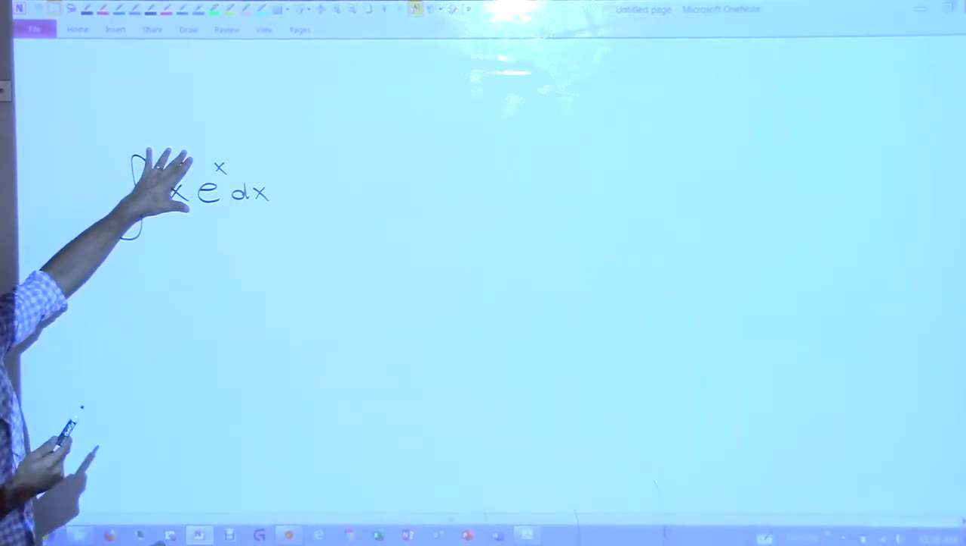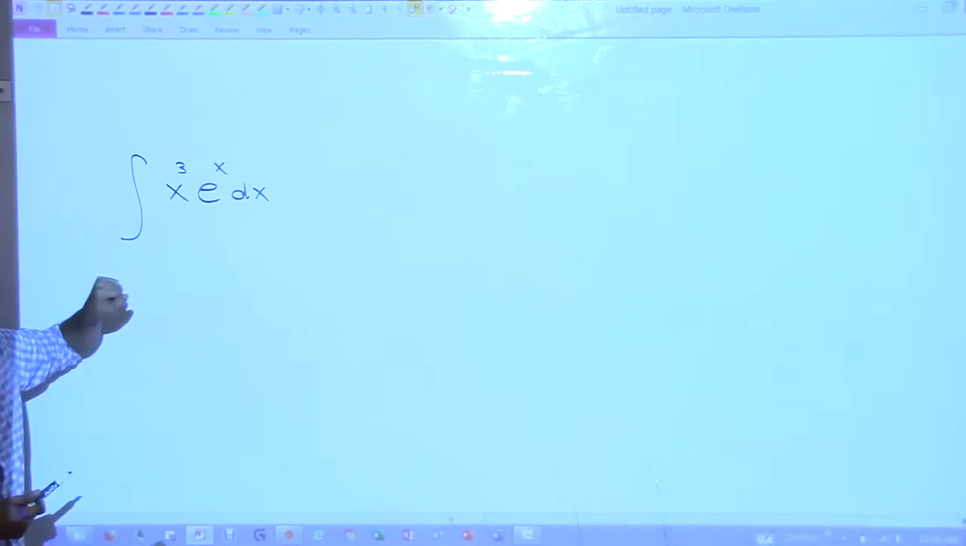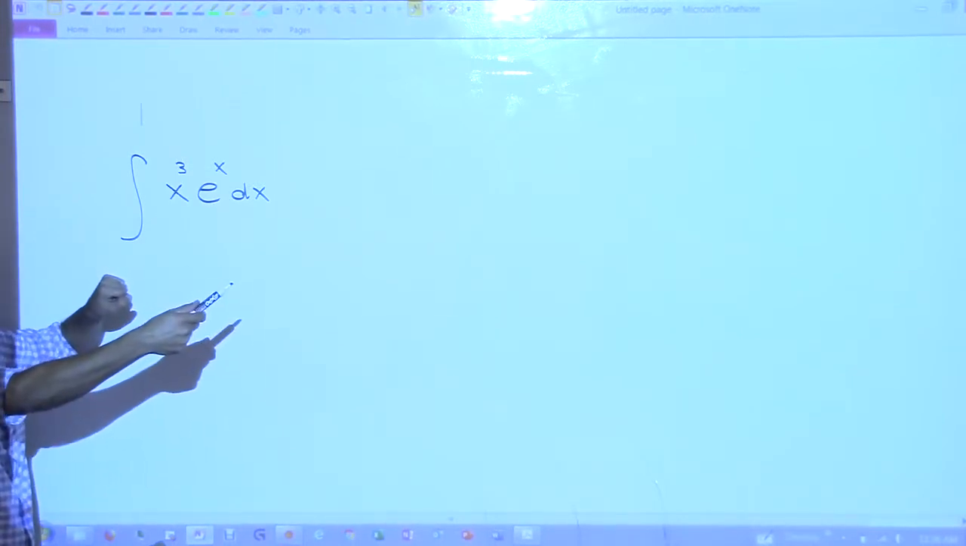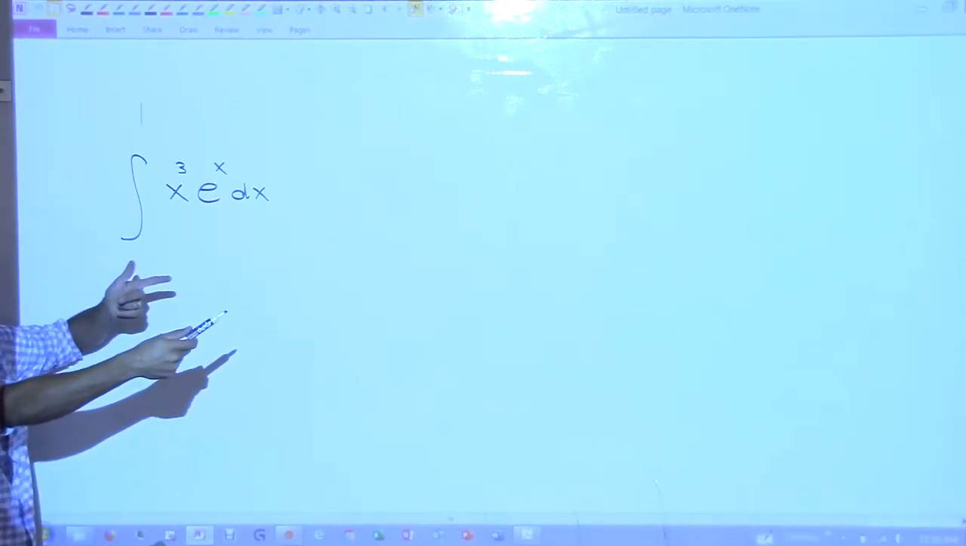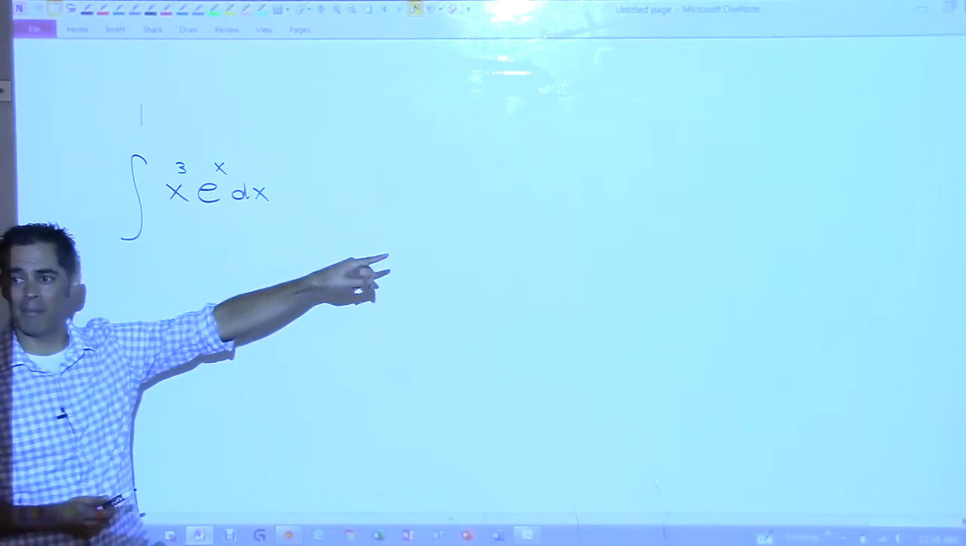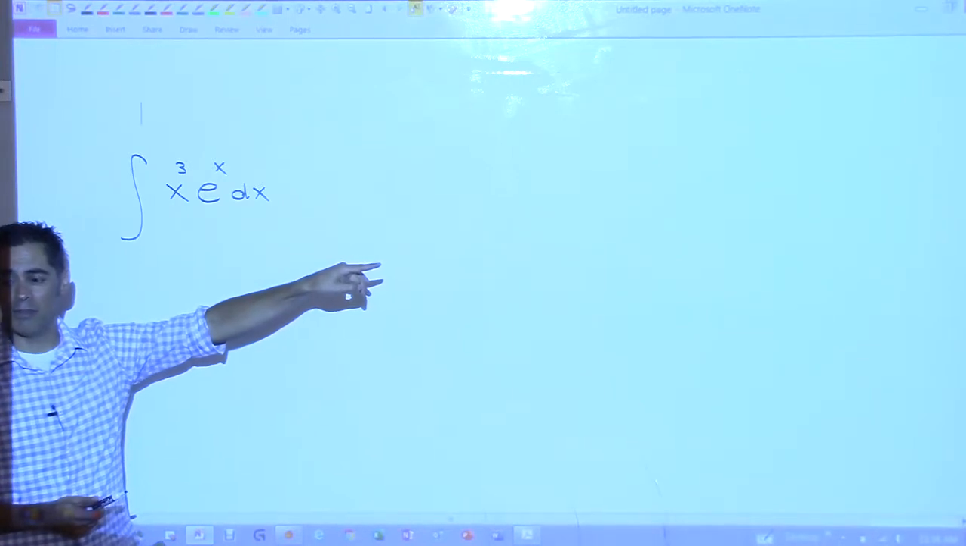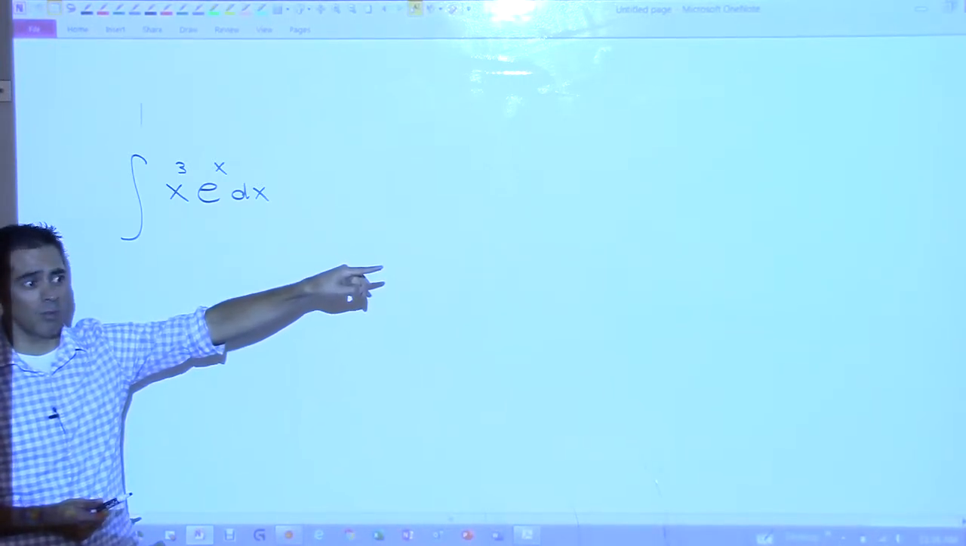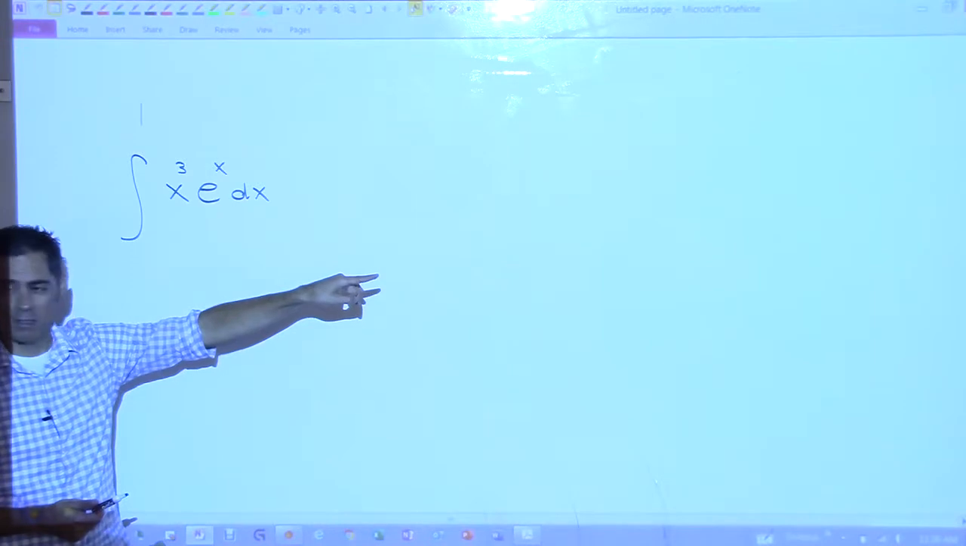What if you do it the other way around? What if you let the e to the x be the u? In the new integral it will be still e to the x, right? And then this part, x cubed, in the new integral will become the antiderivative, 1/4 x to the 4th, which got uglier, right? Do you all agree?